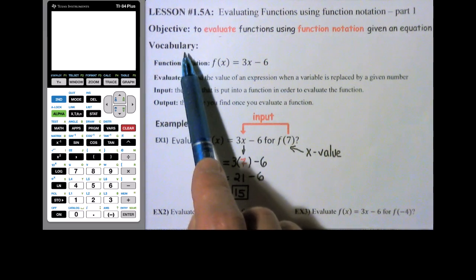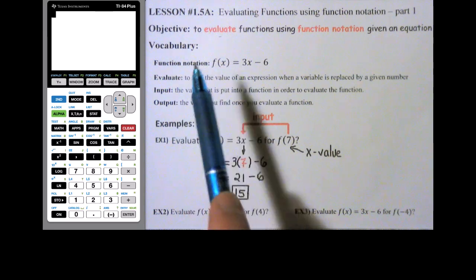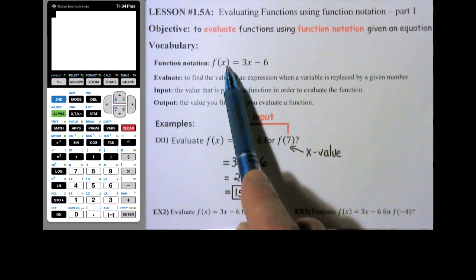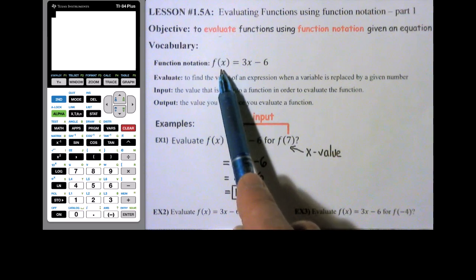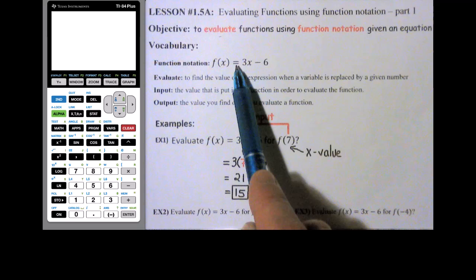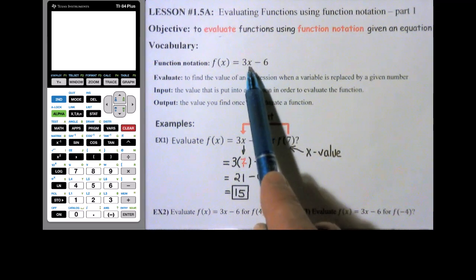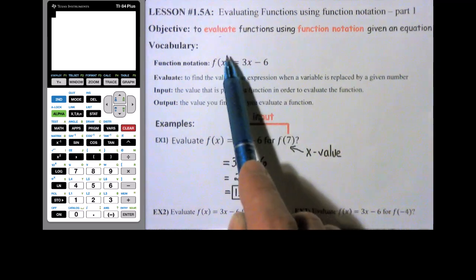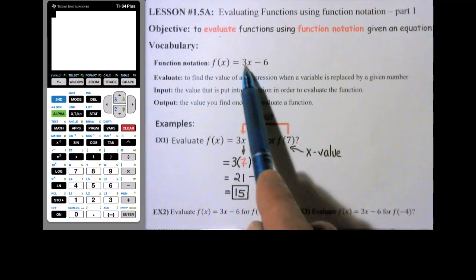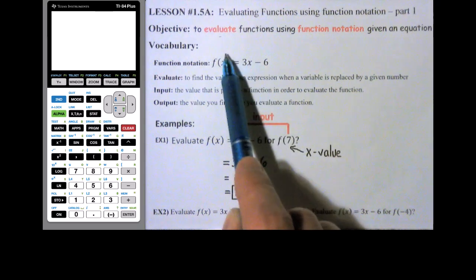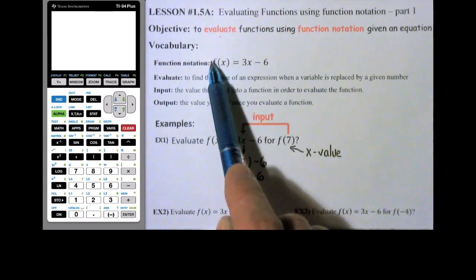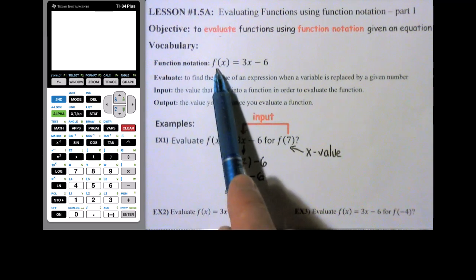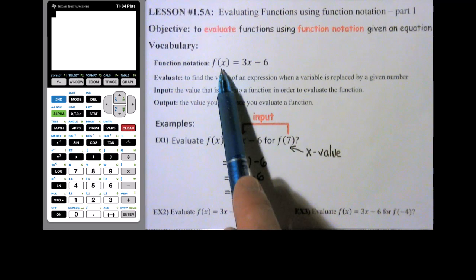So here's some vocabulary for this lesson. Function notation. If we notice, we used this before. This is what is called function notation. This is f of x, and f of x equals this expression right here. So this whole thing here is an equation, okay? This side here is the expression, and because it has an equal sign, this is called an equation. And so function notation is whenever we use these symbols here.